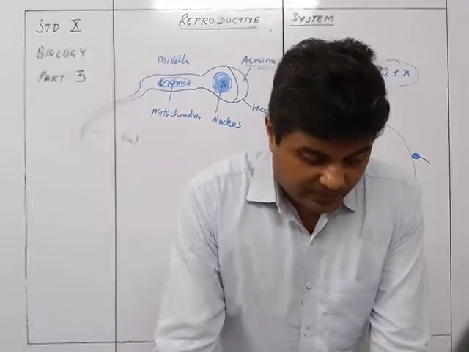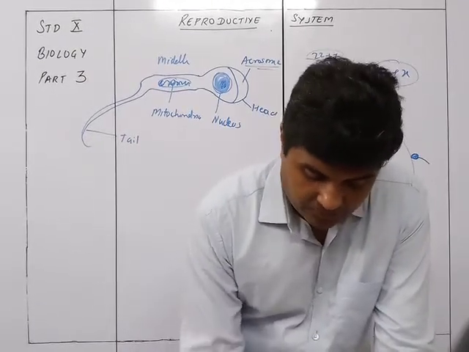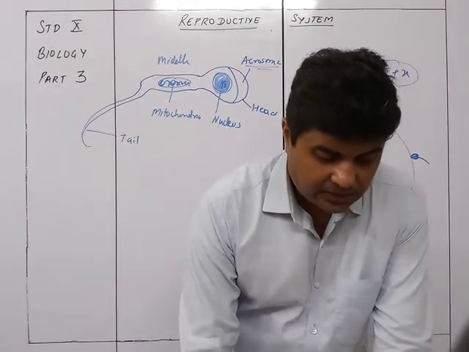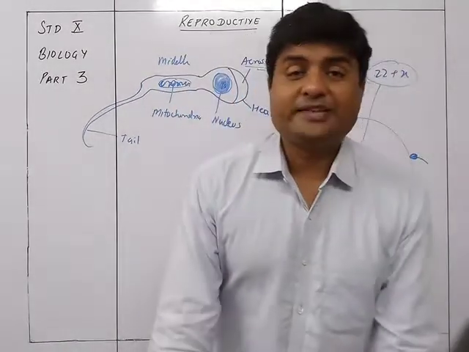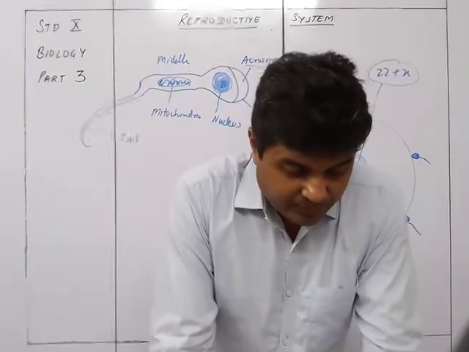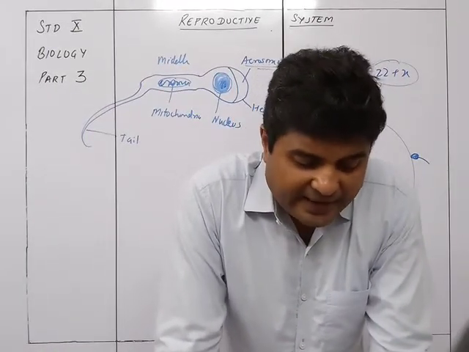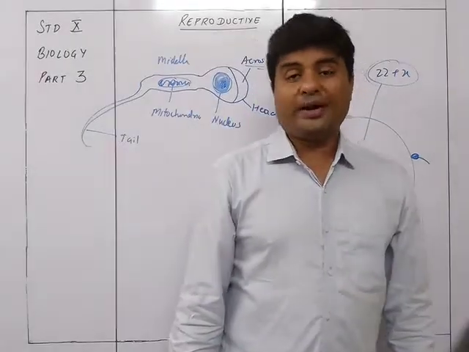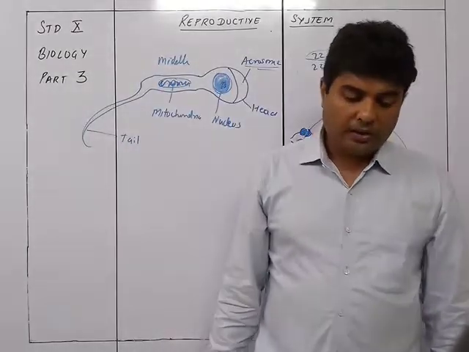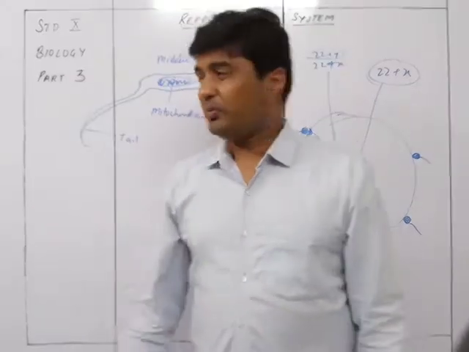Okay, that was about fertilization. The next thing is implantation or conception or pregnancy. The fertilized egg zygote soon starts dividing into 2, 4, 8, 16 cells and so on by the time it reaches the uterus.